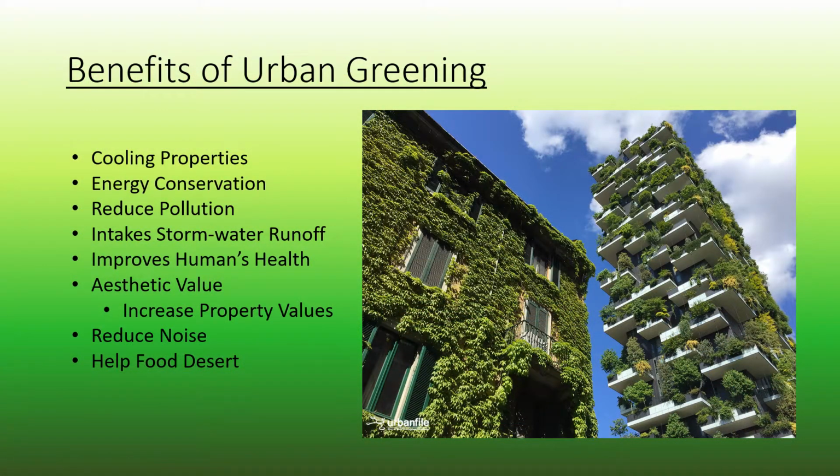A primary urban heat island mitigation strategy that should be implemented is urban greening, which is the process of adding vegetation within the city. Trees and plants not only provide cooling benefits, they also award us with other sustainable benefits, such as energy conservation, pollution reduction, improvements on human health, and much more.